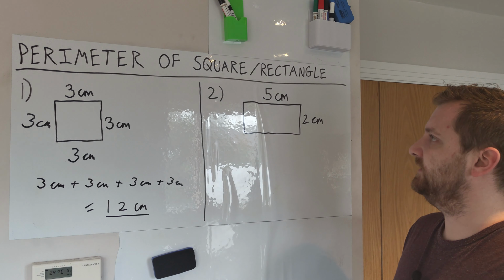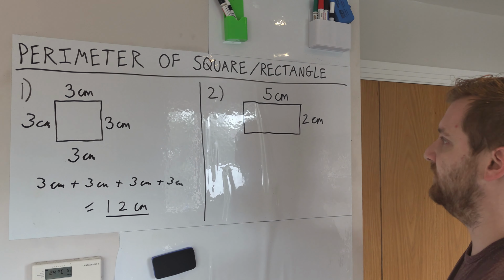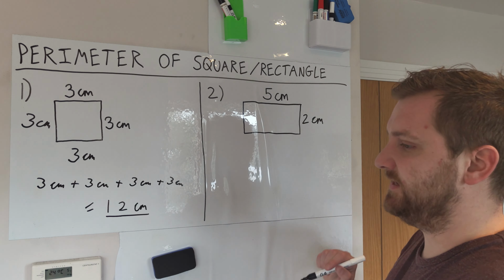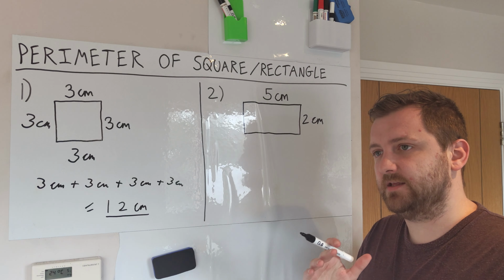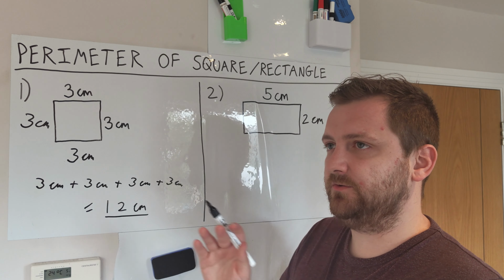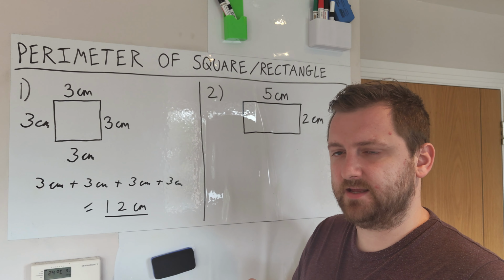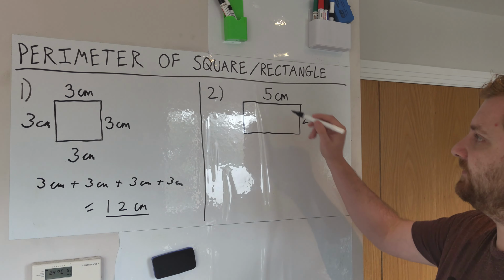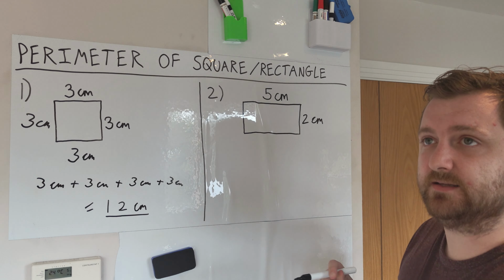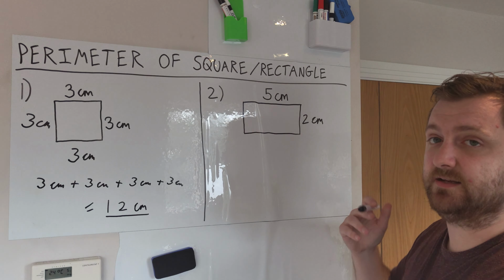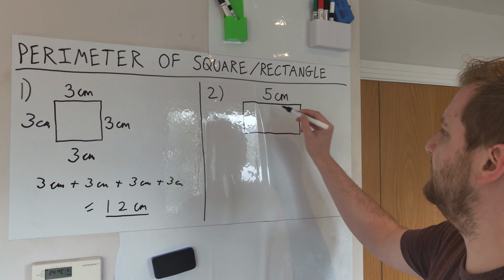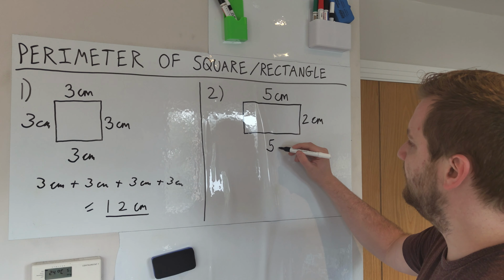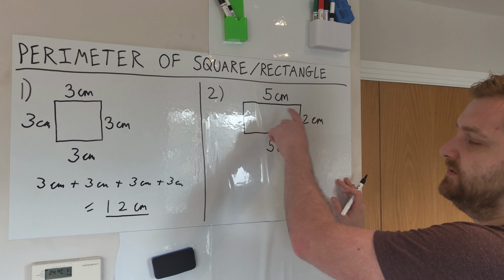Hopefully that makes sense. So a rectangle is slightly more complicated, but it's still quite easy to do. We're missing two side lengths here. A rectangle has two lots of two different length sides. So we have a 5 centimeter side here and a 2 centimeter side here. Now in a rectangle, the opposite sides are the same length. So this side is 5 centimeters long, and its opposite side will be 5 centimeters. It's just a general rule.